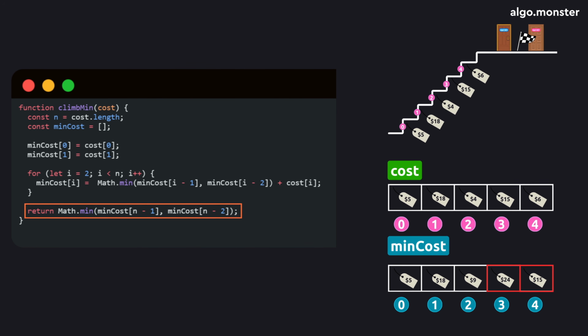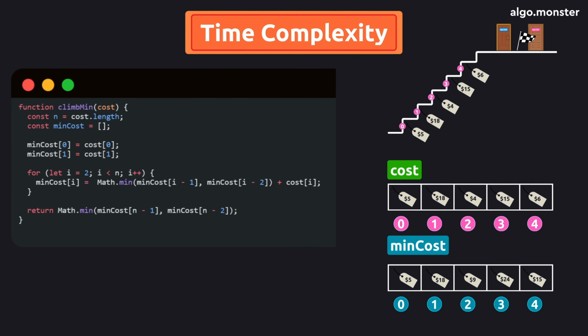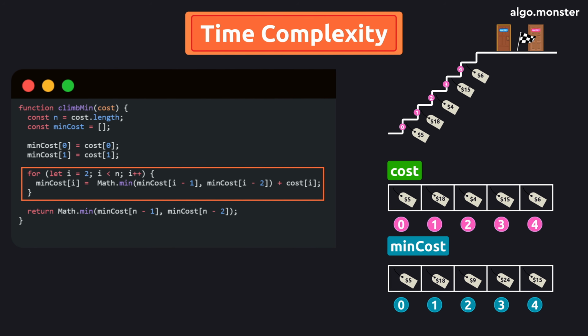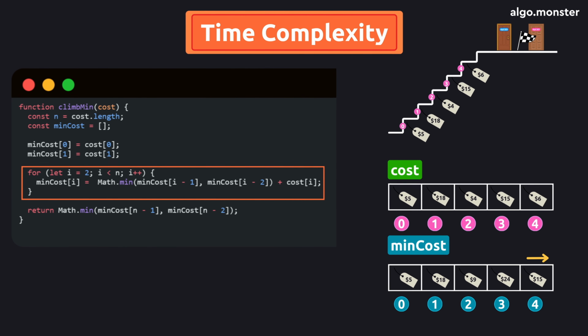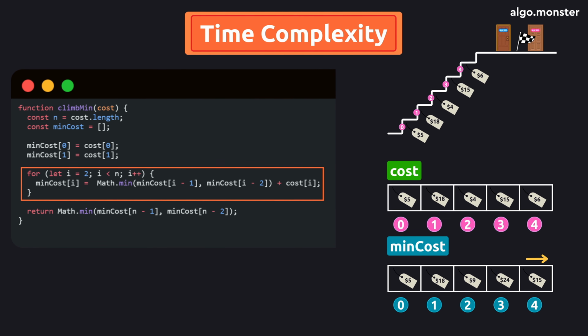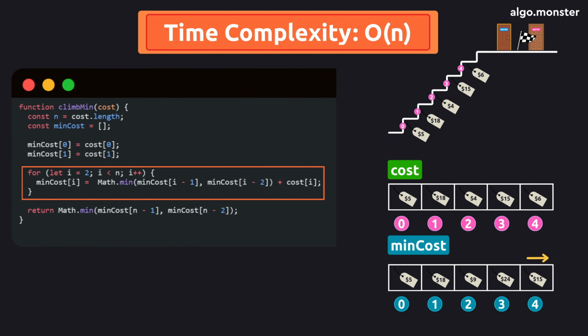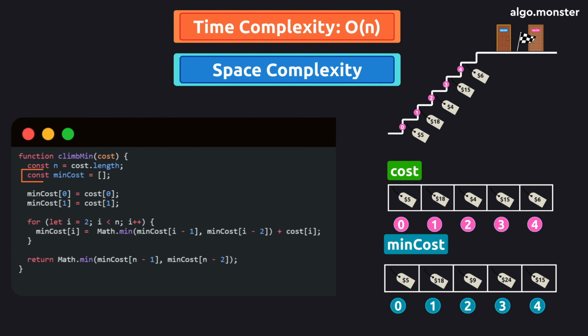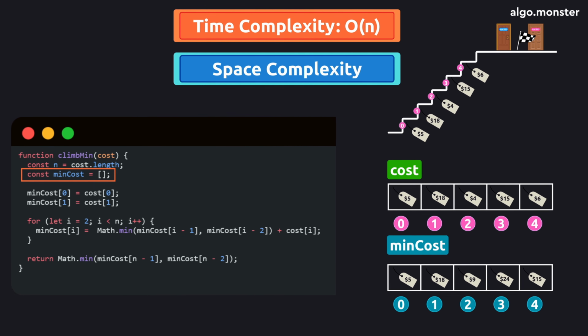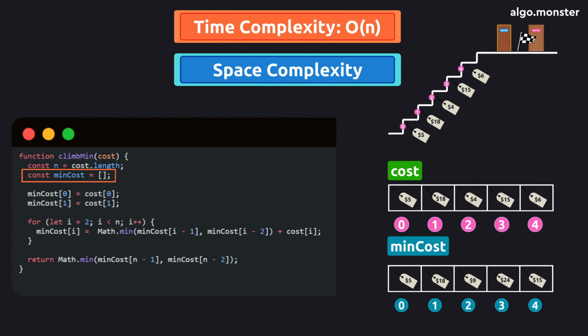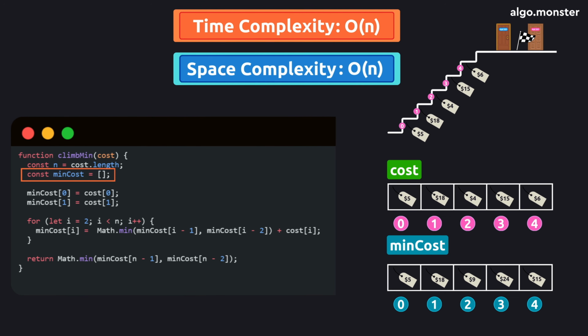Now let's evaluate the complexity of this solution. First, the time complexity. We run a single loop that starts at stair 2 and goes up to the last stair. That's a straight linear pass, so the time complexity is O of n. Now the space complexity. We create the min-cost array, and it has exactly as many cells as there are stairs. Because of that, the space complexity is also O of n.